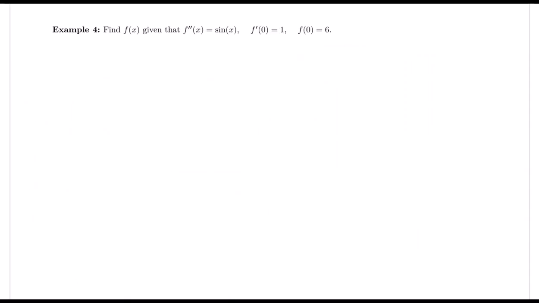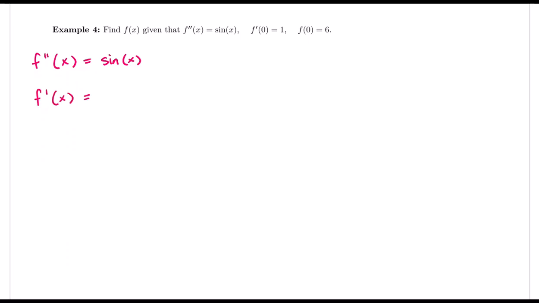Example 4 says find lowercase f of x given that f double prime of x is equal to sine of x, and we have two initial conditions here. F prime of 0 is equal to 1, and f of 0 is equal to 6. So I'm starting off with f double prime of x is equal to sine of x. And I'd like to go backwards and find f prime of x.